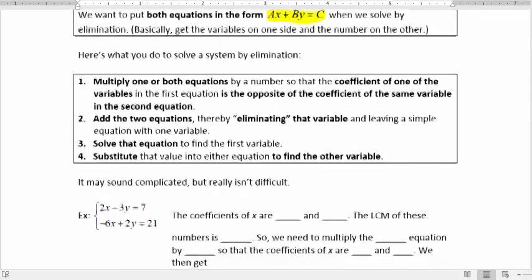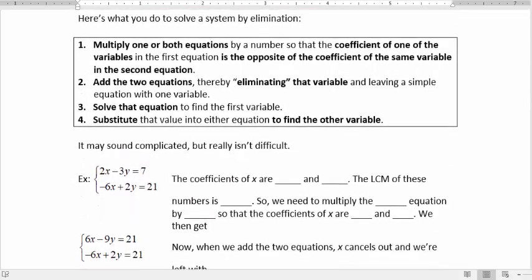All right, so here's what you're going to do to solve a system by elimination. You're going to identify a variable that you want to eliminate. Then you're going to multiply either one or both equations by a number so that the coefficient of one of the variables in the first equation is the opposite of the coefficient of the same variable in the second equation. So you're going to shoot for things like 4x and negative 4x, negative 2y and positive 2y, things like that.